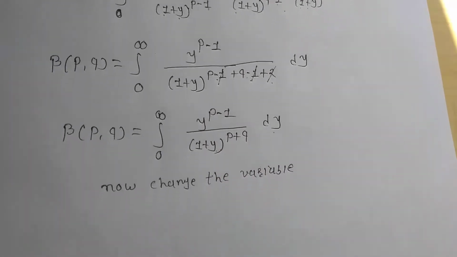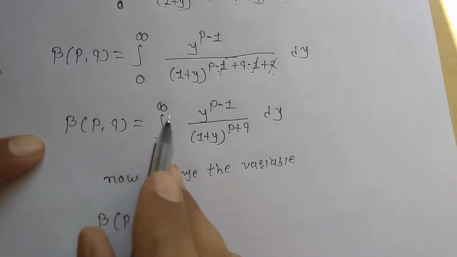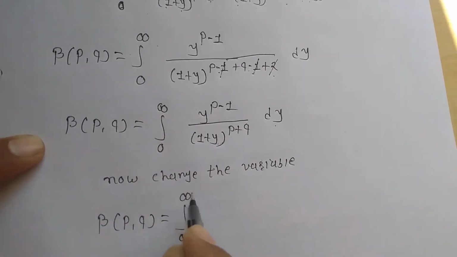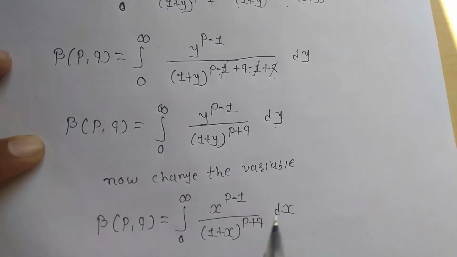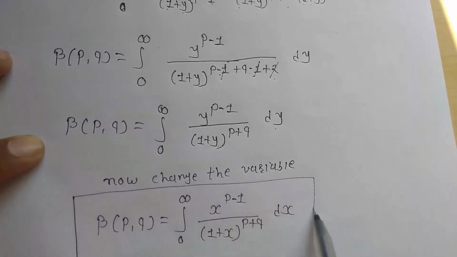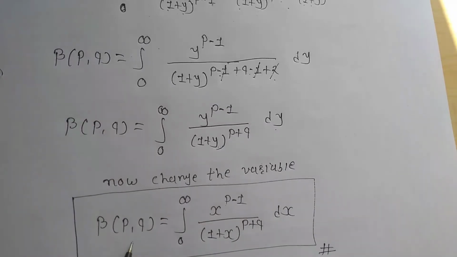we can write x. Beta of p, q is equal to integration 0 to infinite x raised to p minus 1 divided by 1 plus x raised to p plus q dx. This is our hence the proof. Beta of p comma q is equal to integration 0 to infinite x raised to p minus 1 divided by 1 plus x raised to p plus q dx. Complete.